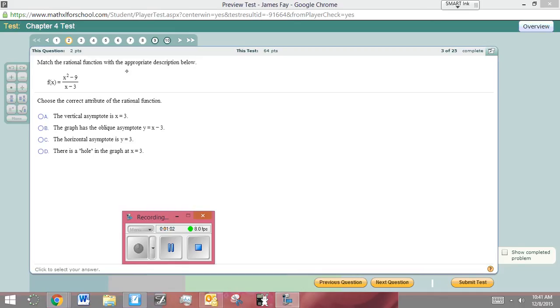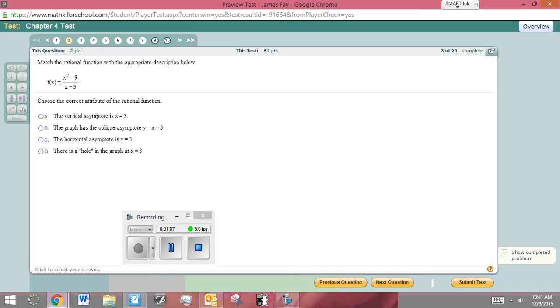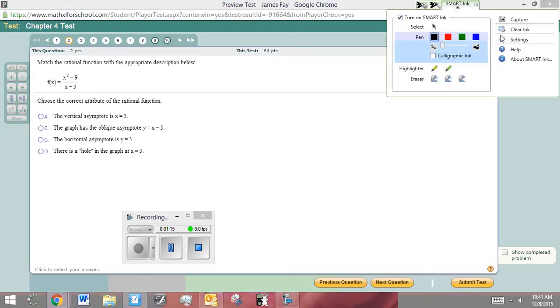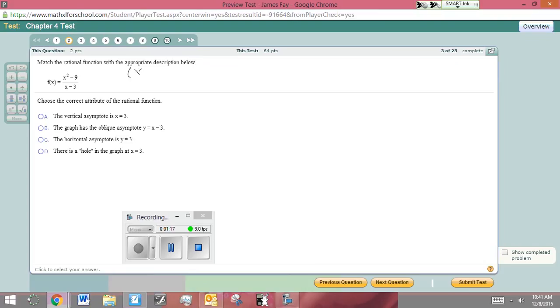Here we're looking at the appropriate information down here. First you have to factor. So I factor the top. It becomes x plus 3, x minus 3, all over x minus 3. Now, we talked about that, because those cancel out, that is a hole at x equals 3. Okay, so looking down here, there's a hole in the graph at x equals 3, option D.